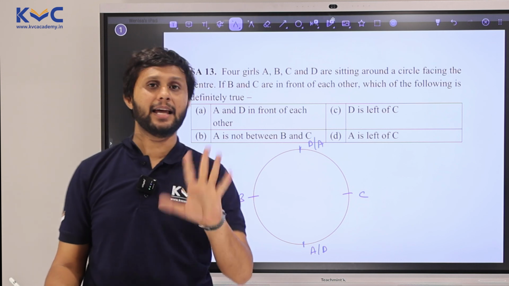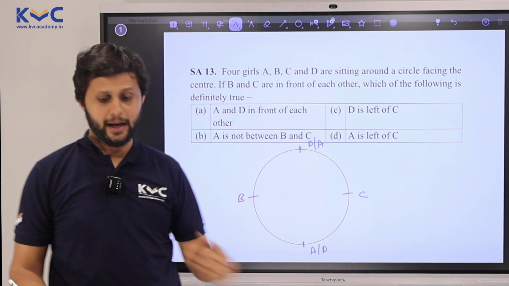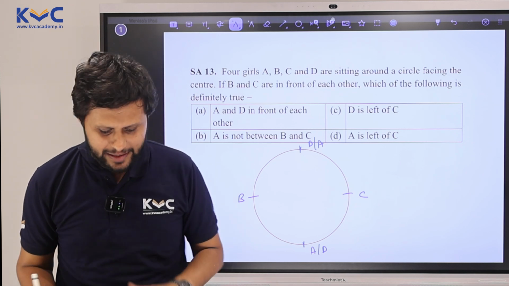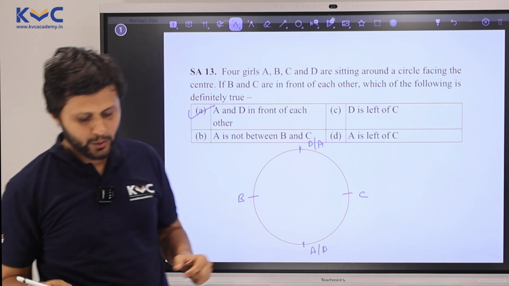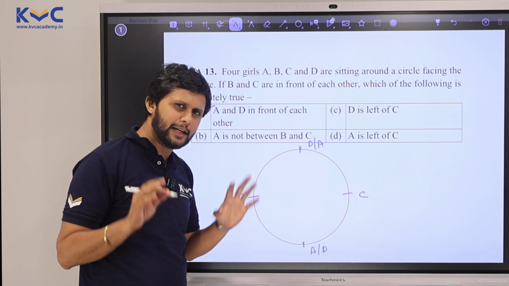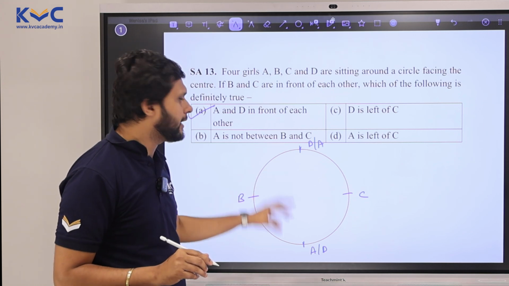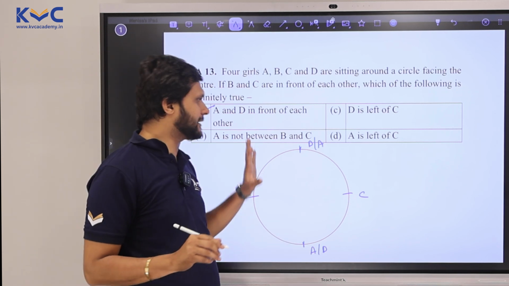I do not know where is A, where is D. So I put both the places D bar A bar D. I do not know. So that looks like the right answer, but we'll check if we can get any other answer also. Option B, A is not between B and C. Can I tell that for sure? A is not between B and C. For sure it is between. Correct? Even if it is here or here, it is still between.